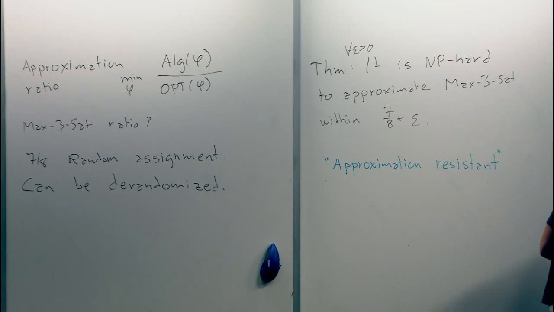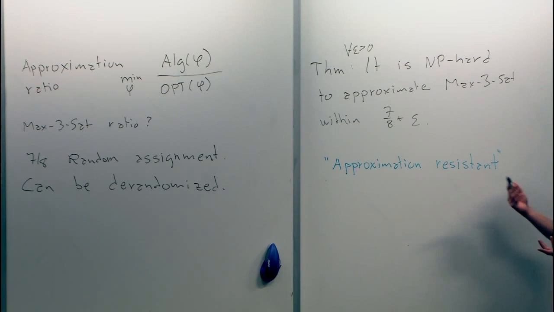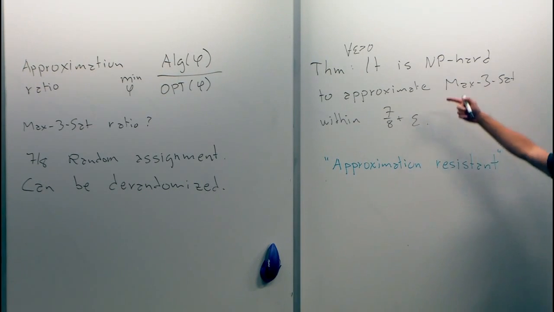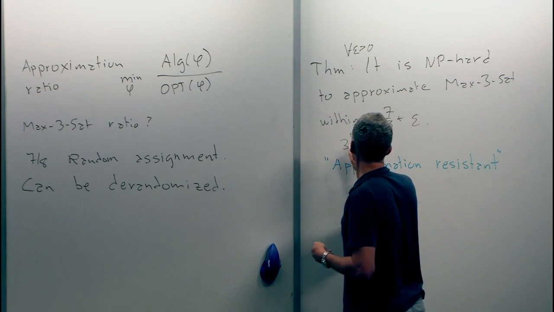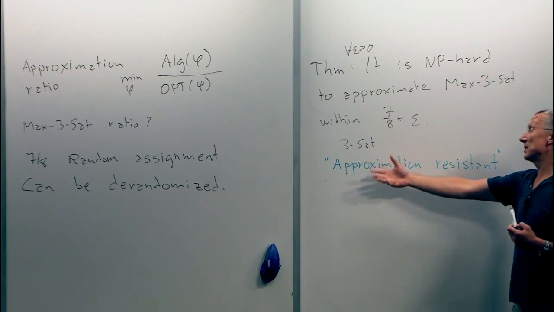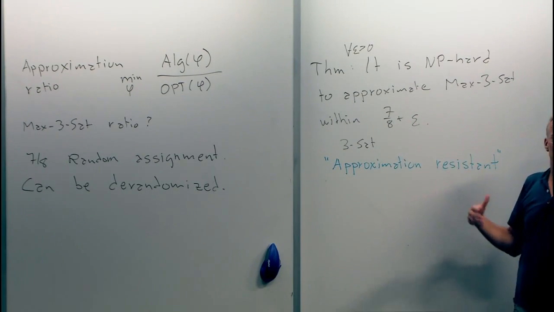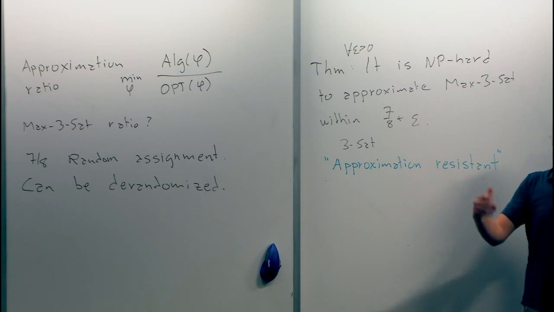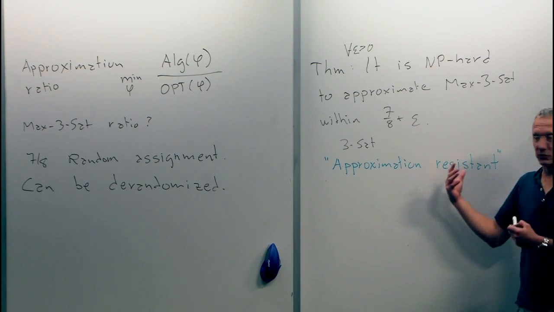And in fact, I've called such a thing approximation resistant. Well, by abuse of notation, I'll say that 3-SAT is approximation resistant because you can't do better than what you get by just not looking at the instance, flipping random bits, and being happy.